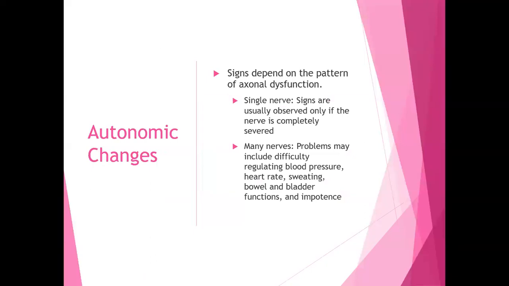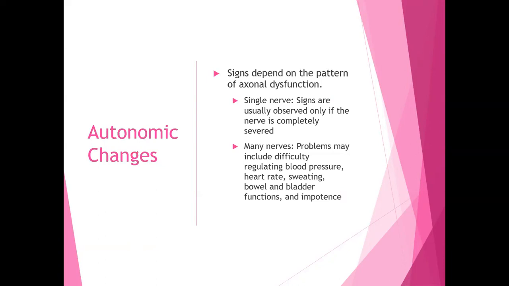The autonomic changes are going to depend on the pattern of axonal dysfunction. So if a single nerve is damaged, autonomic signs are usually observed only if the nerve is completely severed. So if some information is getting through, you're not necessarily going to get autonomic signs. The autonomic signs include things having to do with sweating. So lack of sweating, loss of sympathetic control in smooth fibers and arterial walls, is what causes the lack of sweating. And that can contribute to edema in an affected limb.